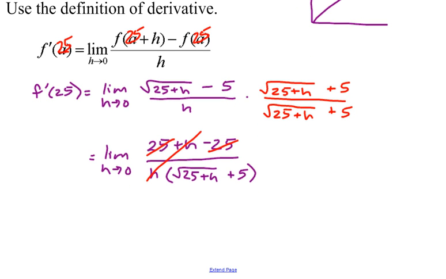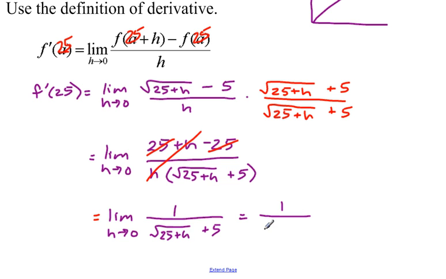We'll scroll down and give ourselves a little more room. Where we've got the limit as h approaches 0 of 1 over the square root of 25 plus h plus 5. We plug in 0 and we get 1 over square root of 25, which is 5, plus 5, which gives us 1/10. And like we expected when we looked at our graph up above, for our slope at 25, our answer is positive and a fairly small number.